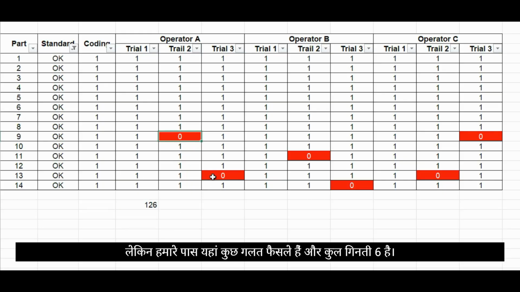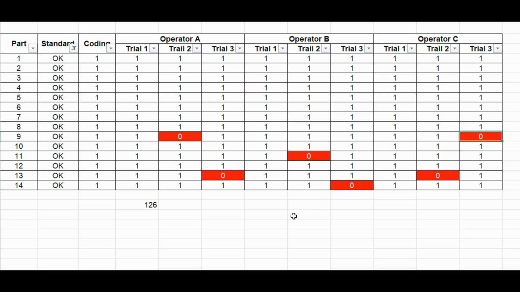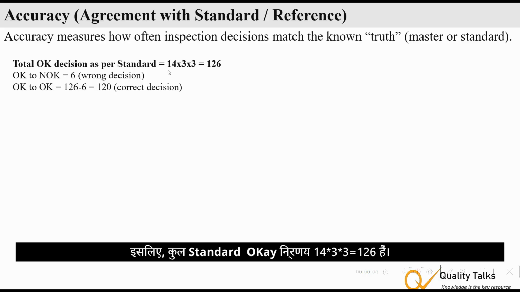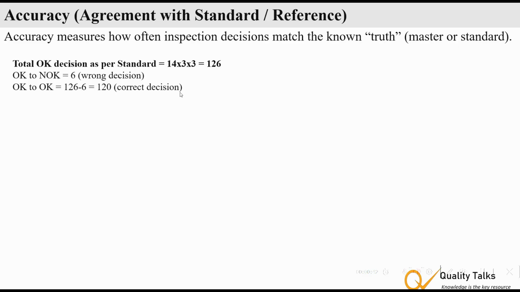But we have some wrong decisions here, and the total count is 6. So total OK decisions are 14 multiplied by 3 multiplied by 3, 126. We have OK to not OK decisions, 6, which are wrong decisions. So total OK to OK decisions: 126 minus 6 is equal to 120, that is our correct decision.